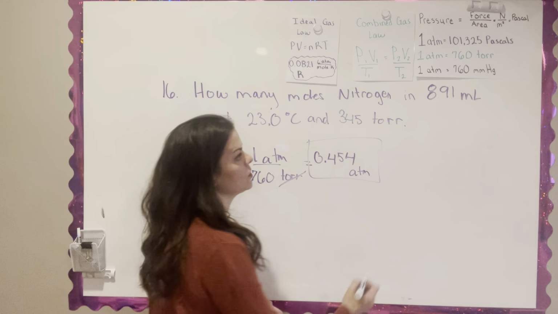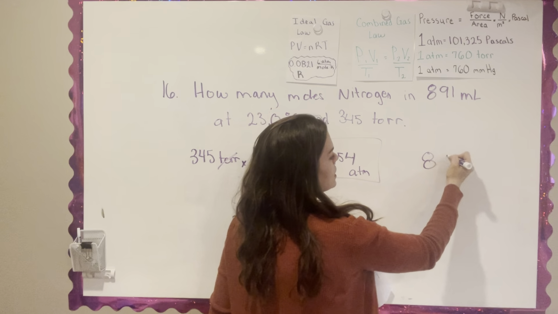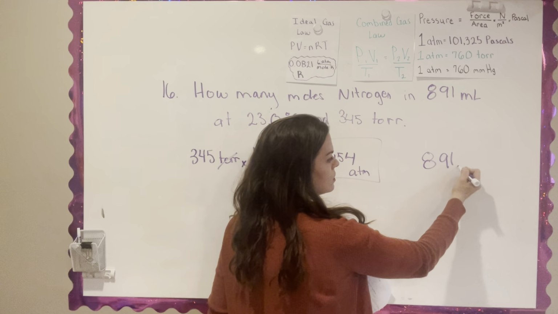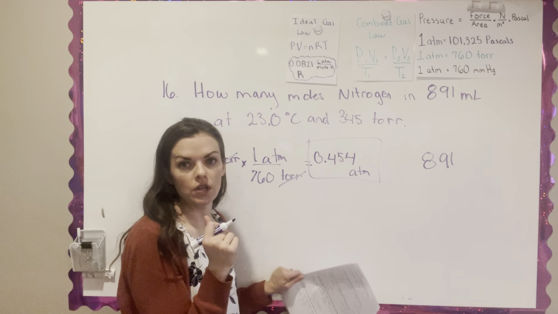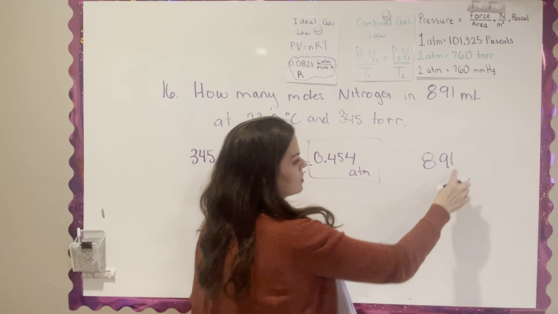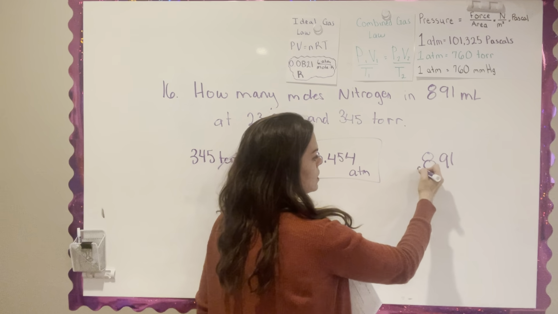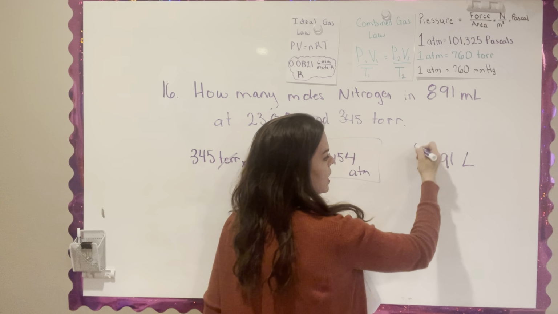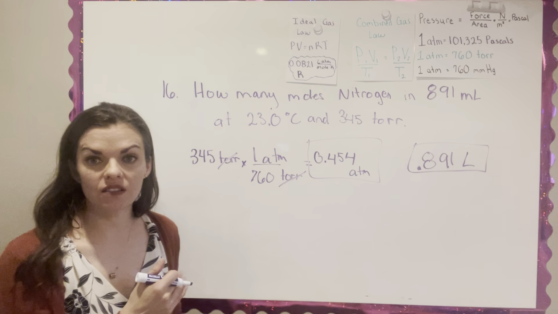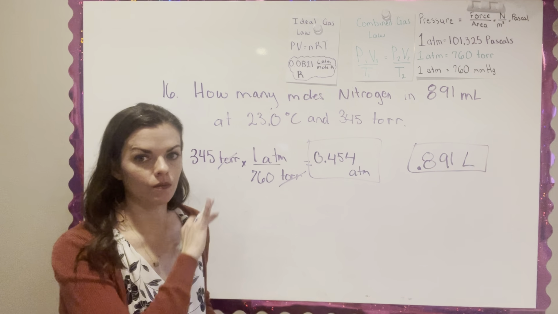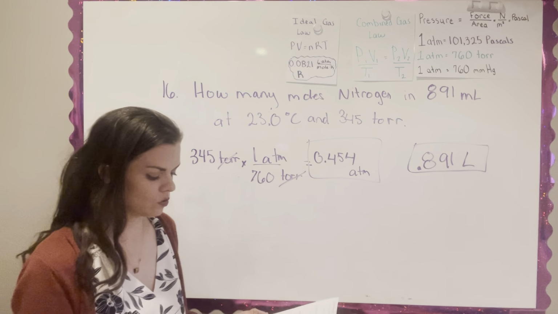The other thing I'm going to do is take 891 milliliters, and move my decimal 3 places to the left to get it into liters. 1, 2, 3, and this is in liters. I did that really fast, but if you need to, go back and do the factor label method to get there, feel free to stop and check it to make sure you do that correctly.